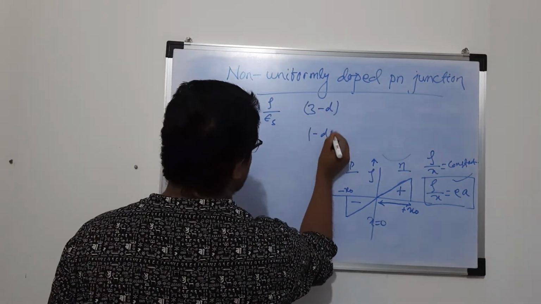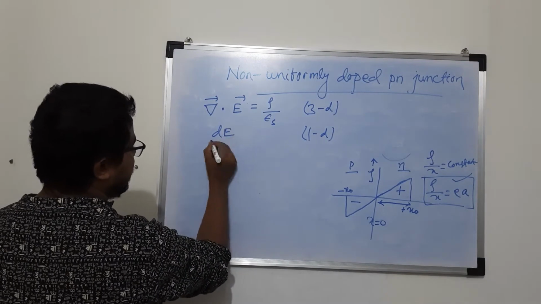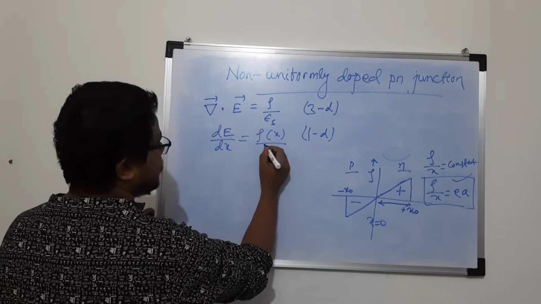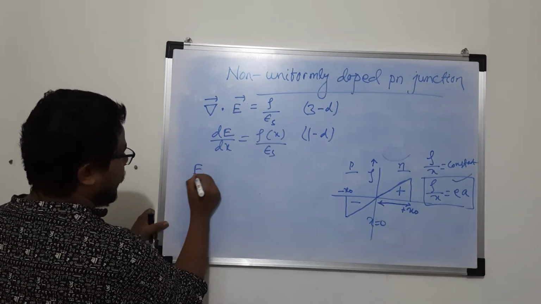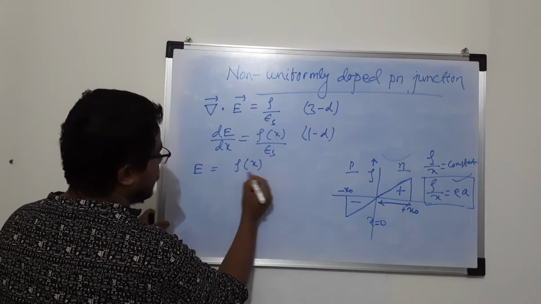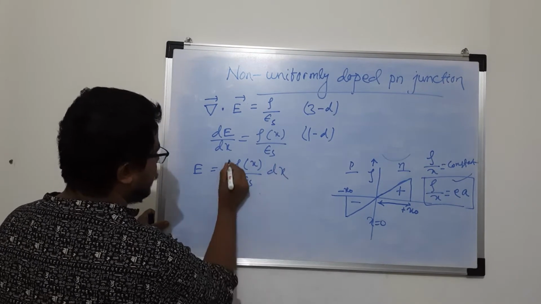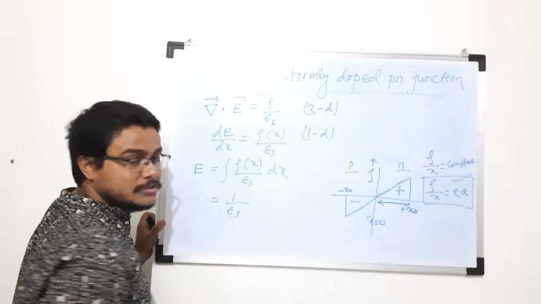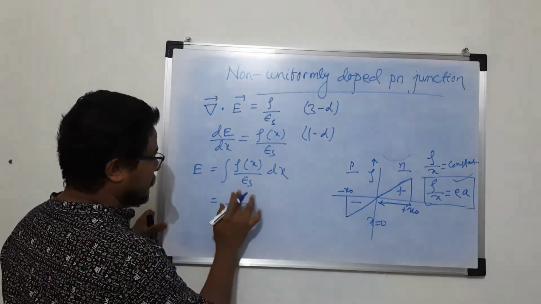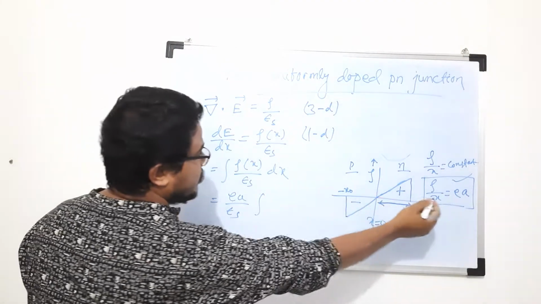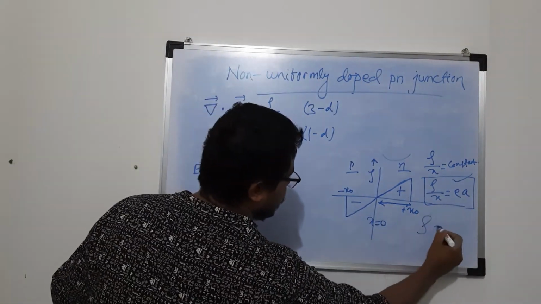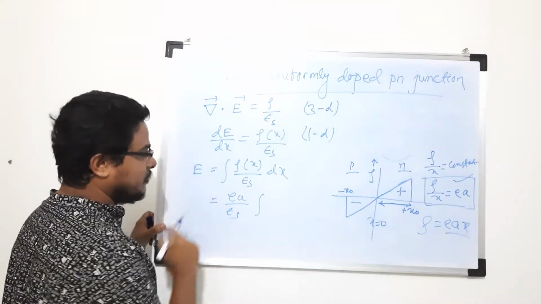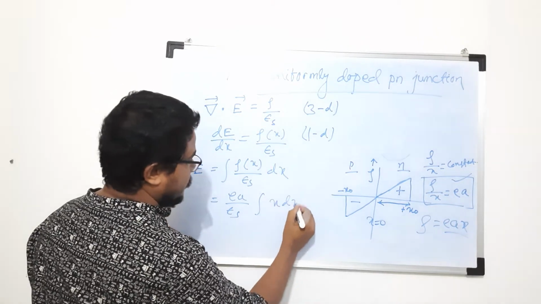But in 1 dimension, if you want to write, simply it will be dE by dx is equal to rho by epsilon s. We said it's a 1 dimensional function of x. Now if I want to find out the electric field over here, E is the integral of rho(x) by epsilon s dx. Substitute the value, take the constants out, 1 by epsilon s constant, then you got Ea out, and then I substituted rho(x) is equal to Eax, so we have x dx over here, right?